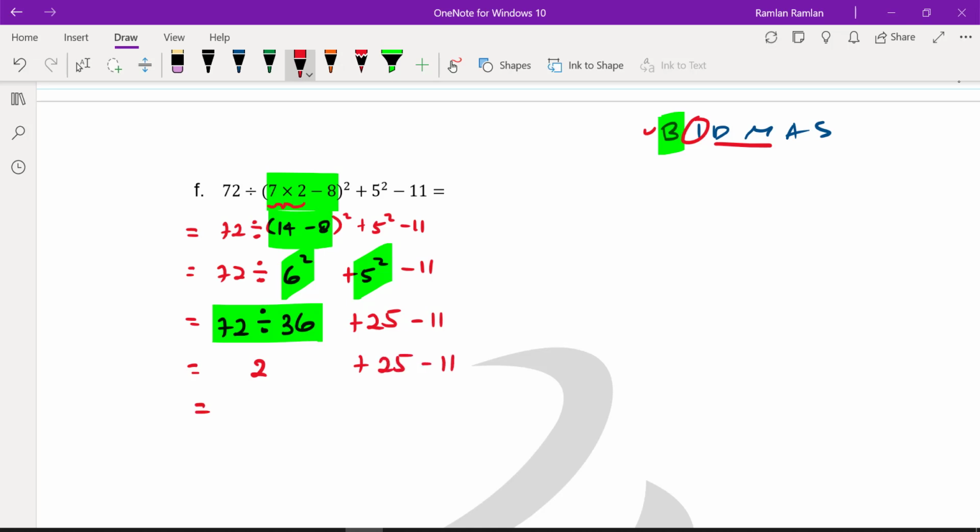Okay, the next one here we have addition and subtraction, so you can just do it from the left to the right. So we're going to do the 2 plus 25 first. 2 plus 25 is 27, so write down 27, and then minus 11, and then just subtract them. You will get 16.